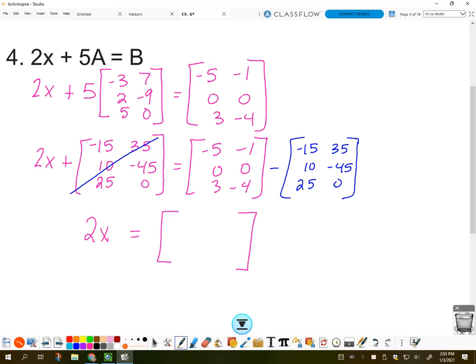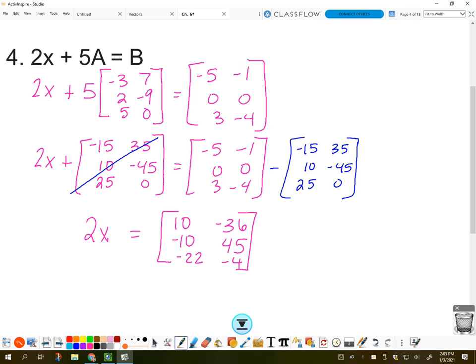All right, so I'm going to try to do this one in my head, so let's see if we follow. Negative 5 minus negative 15, so negative 5 plus 15 is 10. Negative 1 minus 35 would be negative 36. 0 minus 10 is negative 10. 0 minus negative 45 would be positive 45. 3 minus 25 would be negative 22. And negative 4 minus 0 is negative 4.